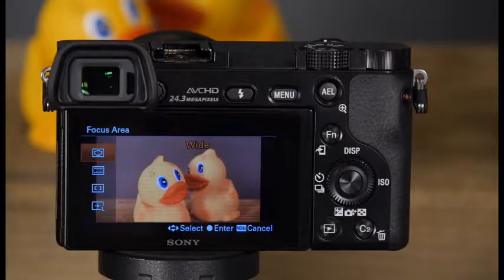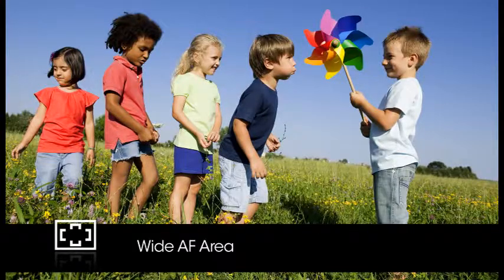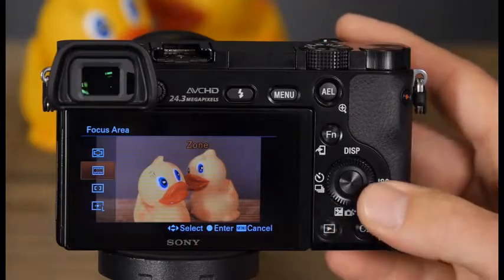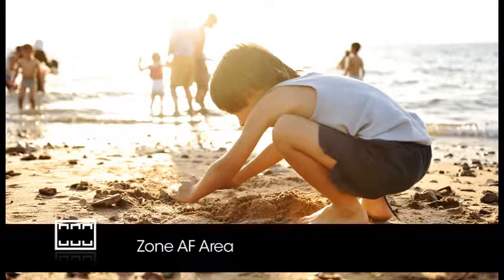First, there is Wide. This setting will automatically focus on a wider range of the screen. This is great for general use picture taking. Next, there is Zone. With this option, you will simply select one of the 3 zones of focus areas, and the camera will automatically select the focus area from that zone.